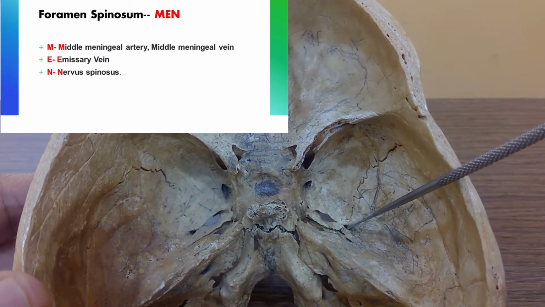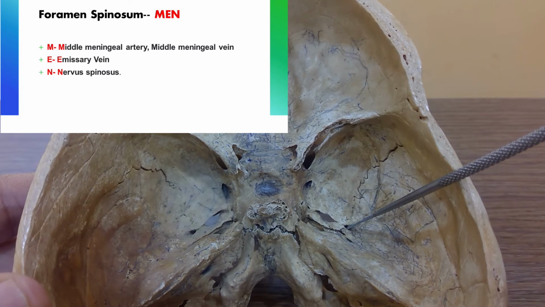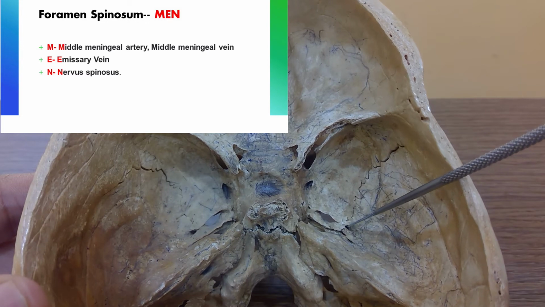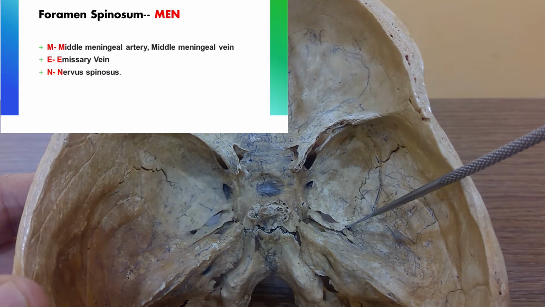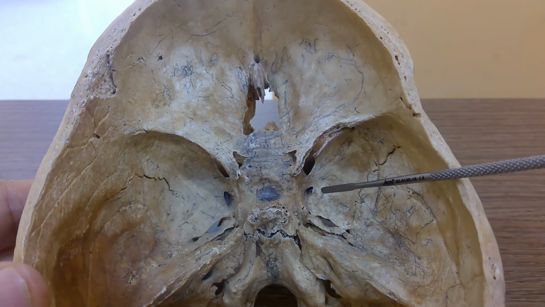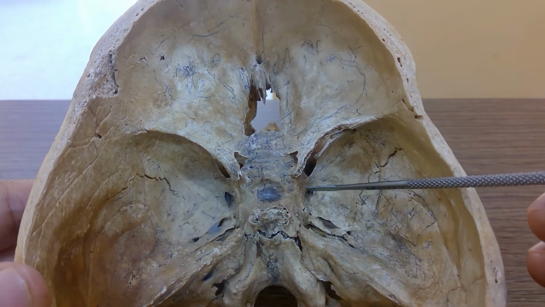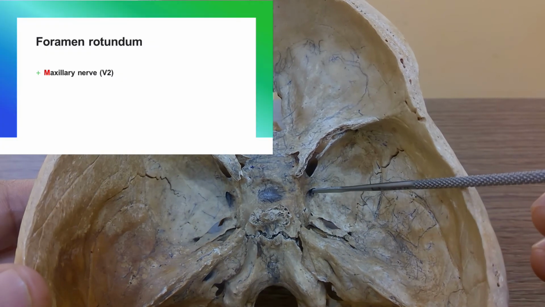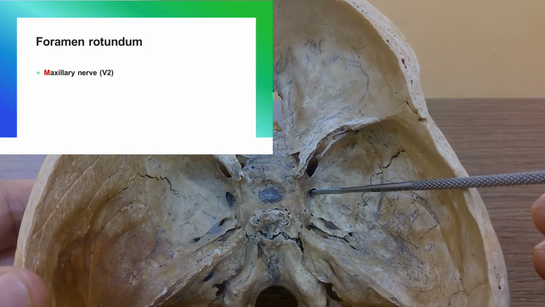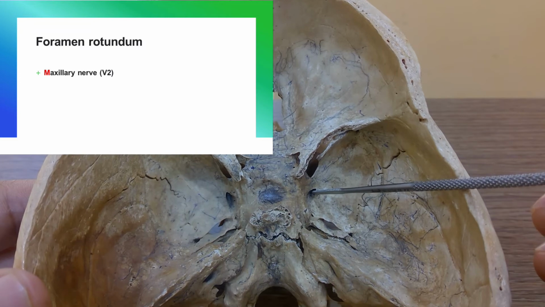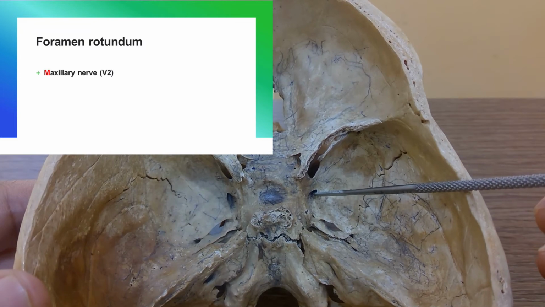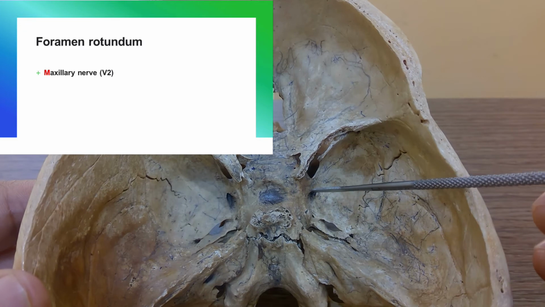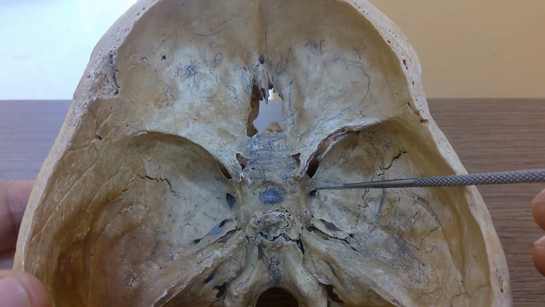Now comes this small foramen, which is spinosum. Here the structures passing are MEN, M-E-N. M stands for middle meningeal artery and vein. E stands for emissary vein. And N stands for nervus spinosus. And the third opening is the rounded foramen, which is rotundum. Through rotundum, remember M. M stands for maxillary nerve, which is V2.